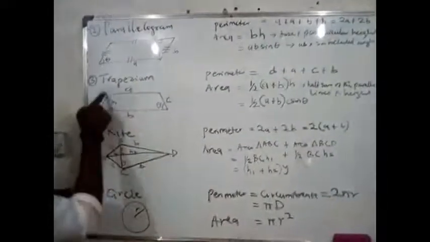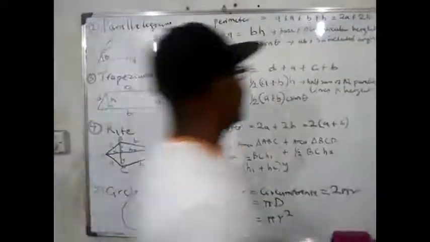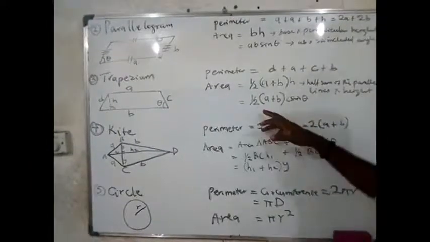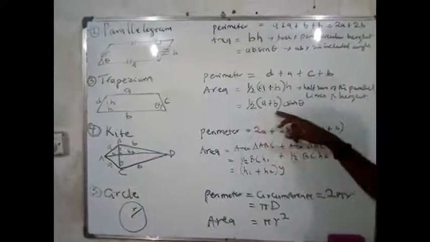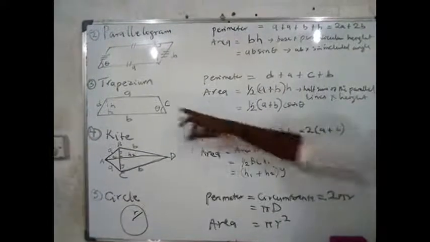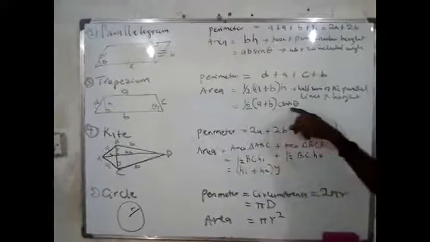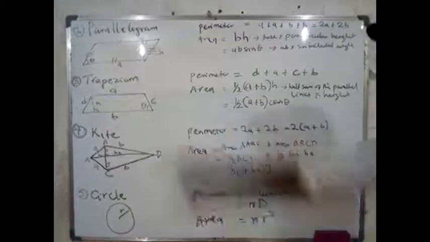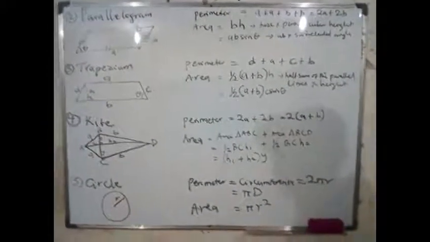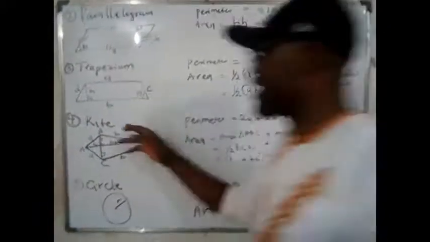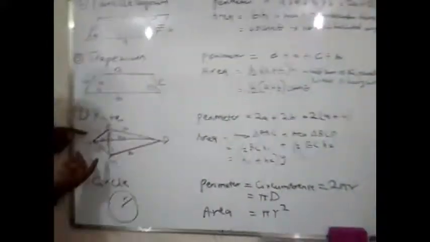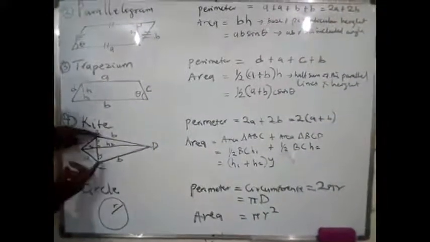So the height that is subtended, can you see the height here? So that is what gives you the area. Or you can say half sum of the parallel lines, C, which is the opposite, times the angle that the C subtends with the base. Is that clear? Yes.